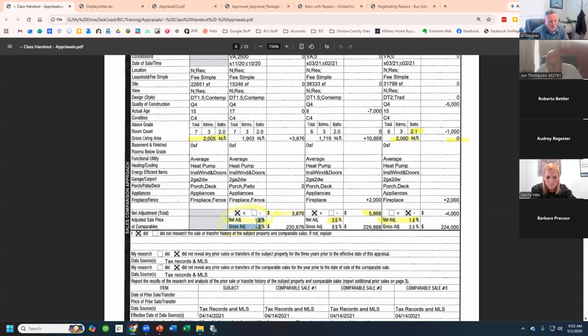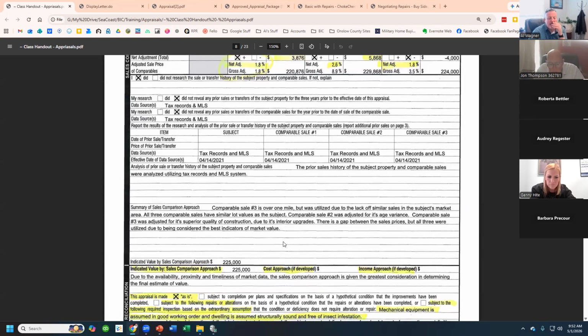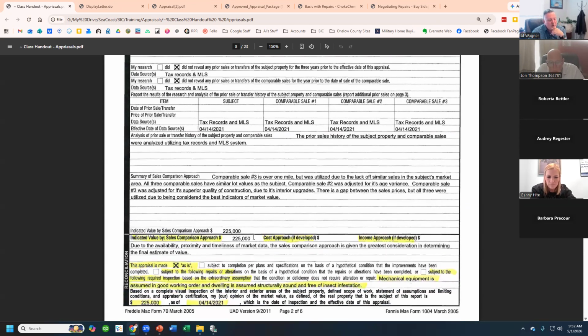So when you look at an appraisal and want to know why, right? This one is in better condition. That one is superior. This one is inferior. It means it's a less appealing or a less comparable property. You can see what they valued it at: 220, 229, 224. If we come to the bottom of this page, it tells us the indicated value was 225.